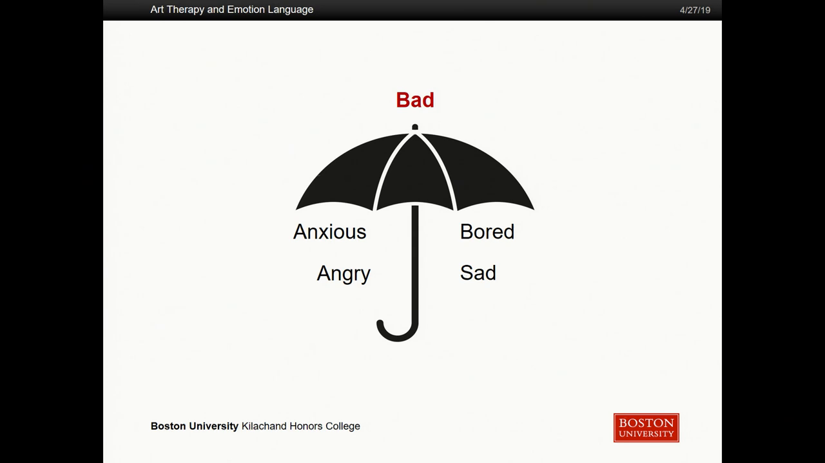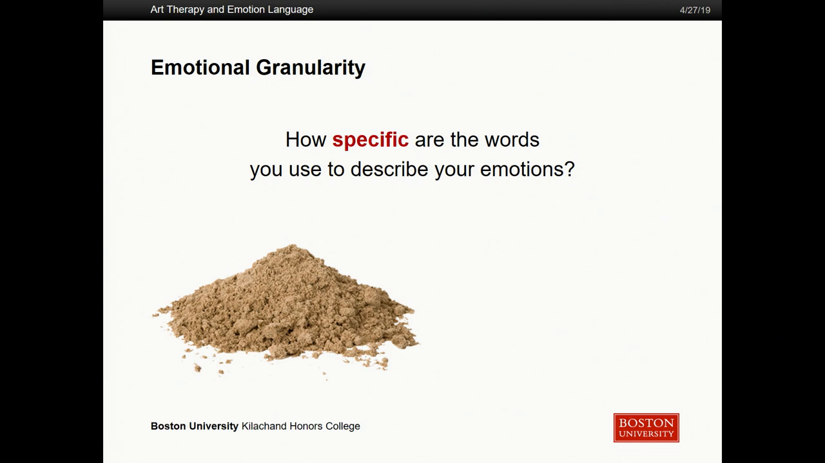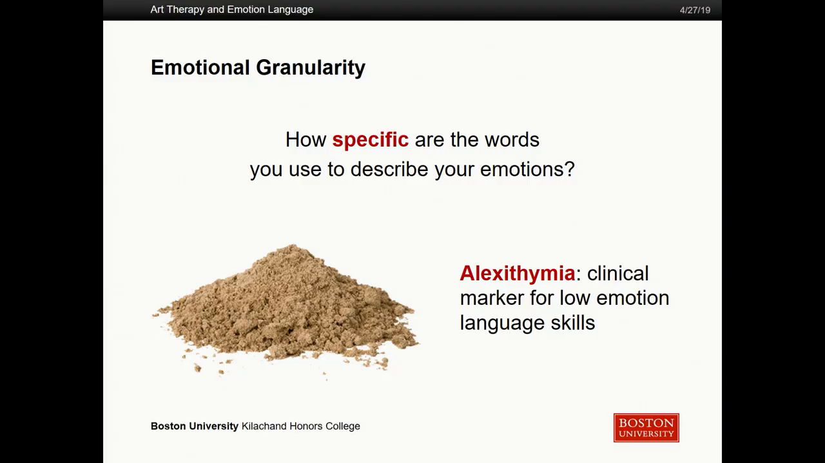Another word that we use is emotional granularity, which talks about how specific are the words that you use to describe your emotions. And we can think of emotional granularity like sand. So if you have a high granularity, you have lots of different sand particles, lots of emotion words, and that's great. You're effectively emotionally labeling your experience. However, if you have a low granularity and you're on the opposite end of the spectrum, you're not using a lot of emotion words. And in fact, if you reach too low, you may have alexithymia, which is the clinical marker of low emotion language or emotional granularity skills.